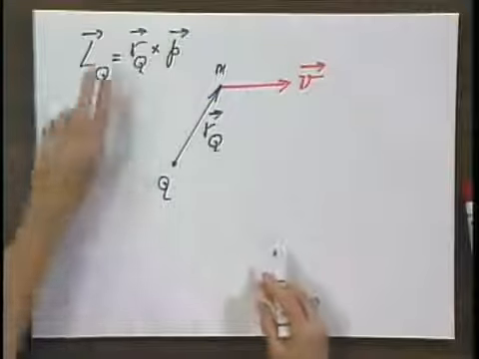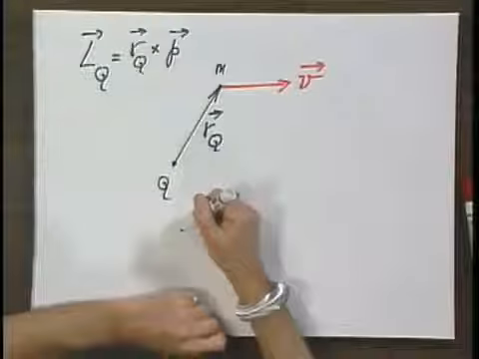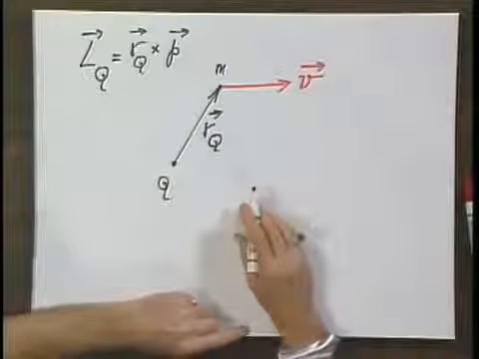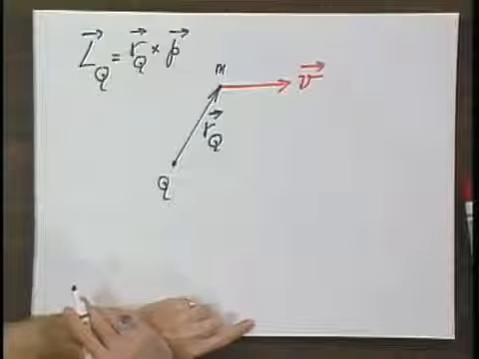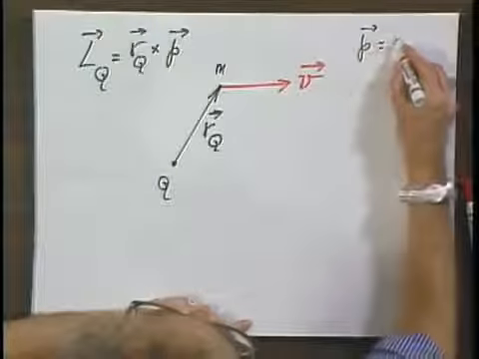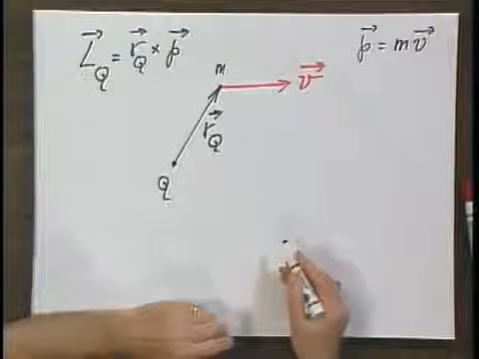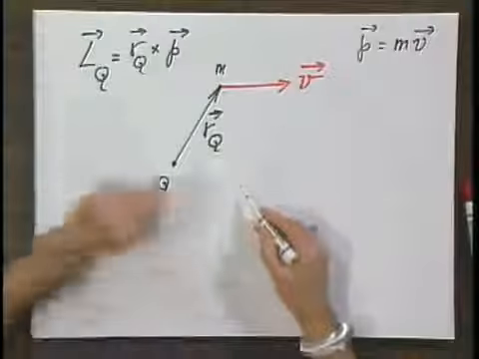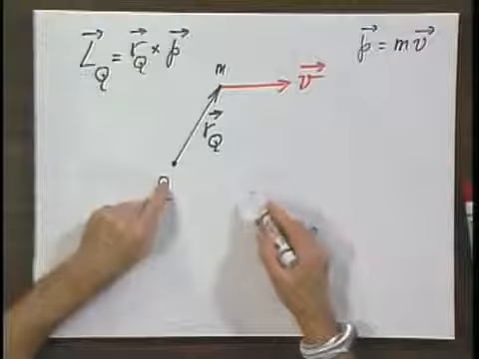Notice that this vector is very different if you choose different points of Q. But I'm not going to address that issue now. You will see that somewhere else in this course. P equals mv. That's an intrinsic property of the motion of an object. Angular momentum is not. Angular momentum depends on where I choose my point Q.